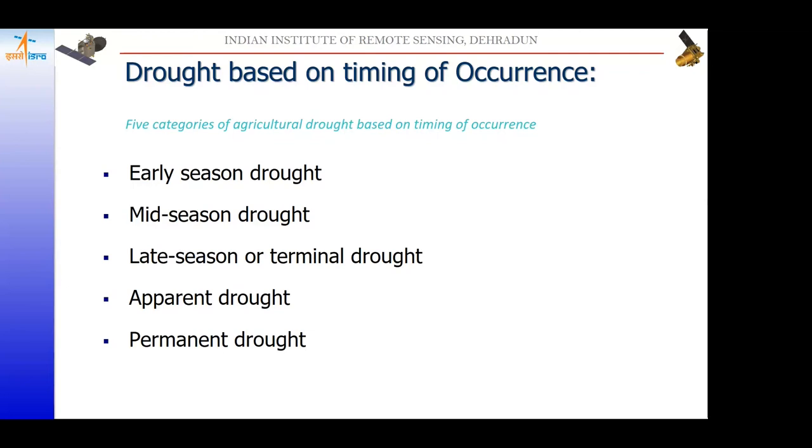In case of late season or terminal drought, when the rainfall is deficient at the time of the final maturity stage or senescence stage, it ultimately affects the final total biomass or total economic yield of the crop, and there may be chances of up to 50% of crop loss or final economic yield loss because of this late season drought.